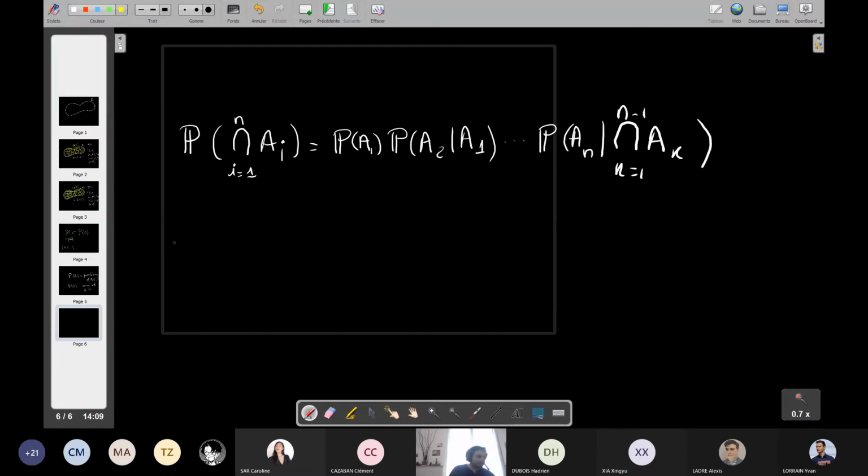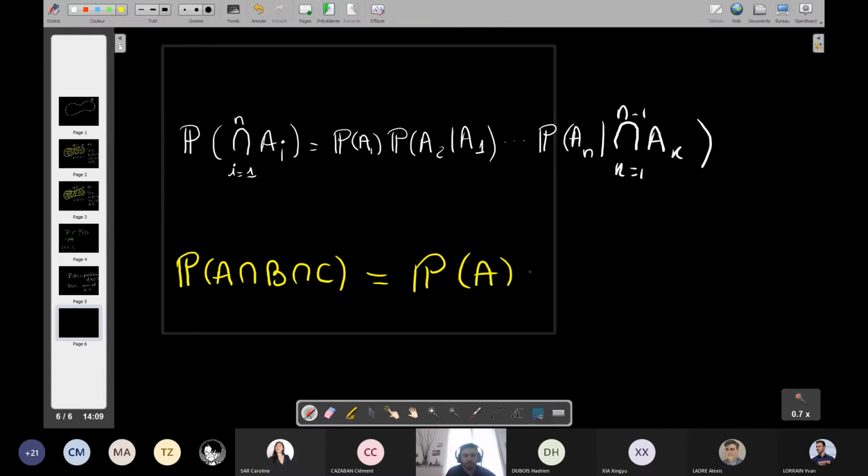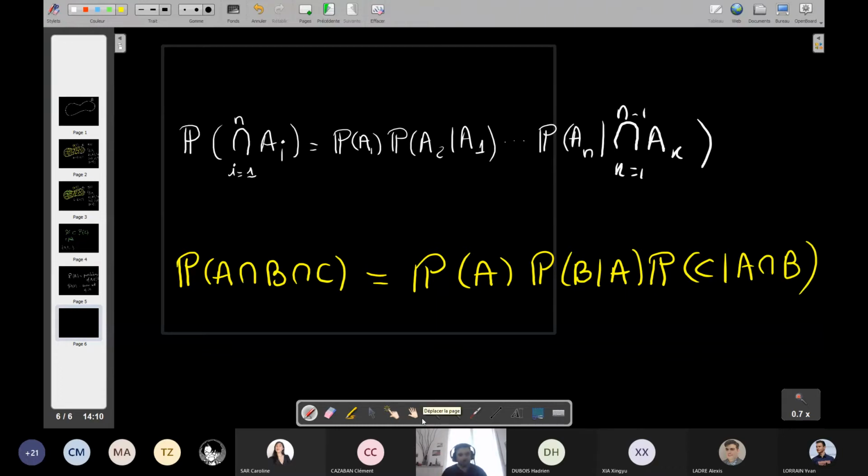And there's a particular case which is very simple, the case where you have 3 sets. So the probability of A intersection B intersection C is just the probability of A times the probability of B given A times the probability of C given A intersection B. This is a very useful formula.